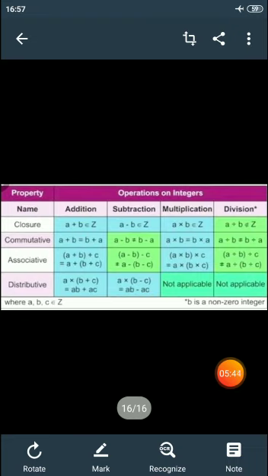Now at last, properties of integers: closure, commutative, associative and distributive. Closure property follows on addition, subtraction, multiplication. Commutative follows on addition and multiplication. Associative follows on addition and multiplication. Distributive follows on addition and subtraction.